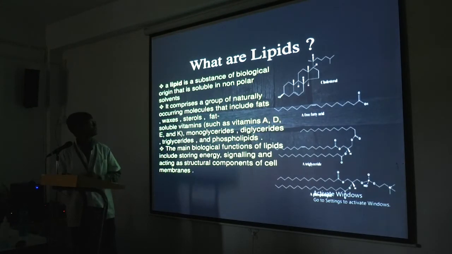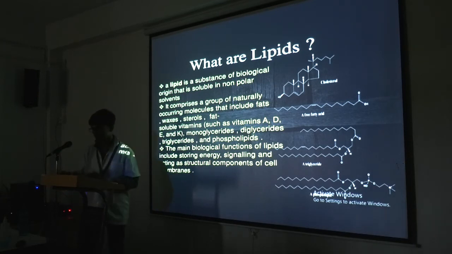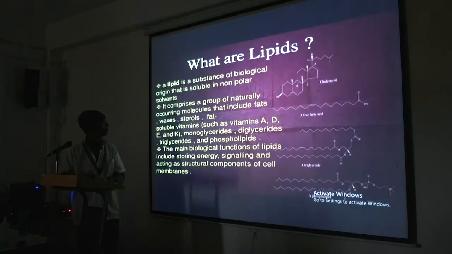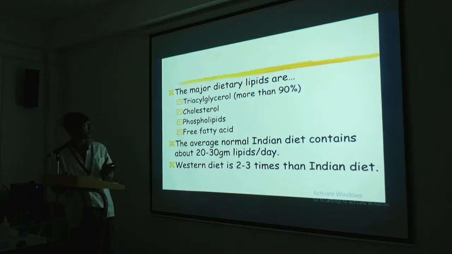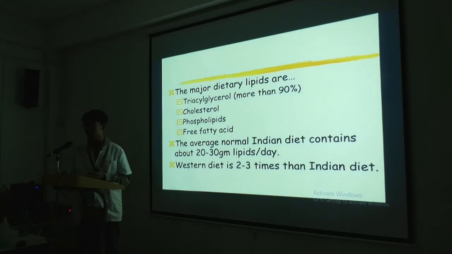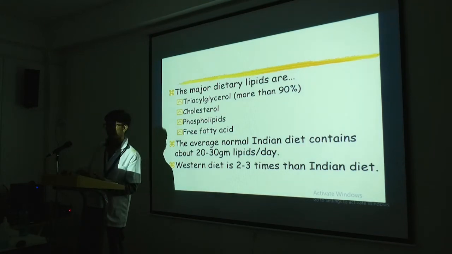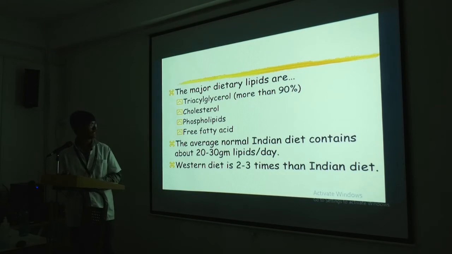What are lipids? Lipids are basically the fats and fat molecules present in the body, substances of biological origin that are soluble in non-polar solvents. Examples, triglycerides and phospholipids, are very common lipids present in our body. Some dietary lipids are triglyceride, cholesterol, phospholipids and fatty acids. They are very essential for our body for general purposes and functions. The average normal Indian diet contains almost 20 to 30 grams of lipids per day, which is very normal.